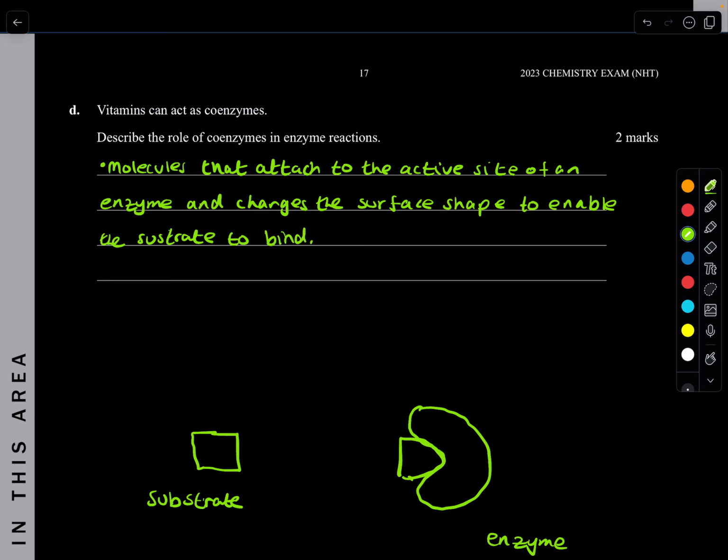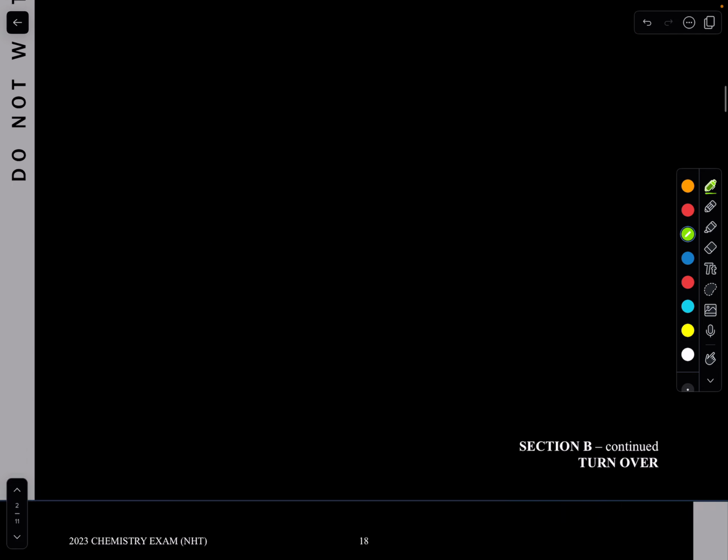And also another one that we said. I'm going to write it. There's another dot point here. So it also acts as a carrier of atoms and electrons. Beautiful. Done. Nice 2 marks.